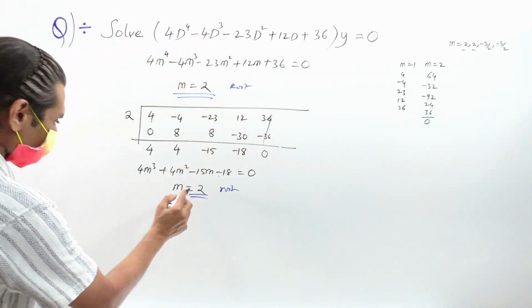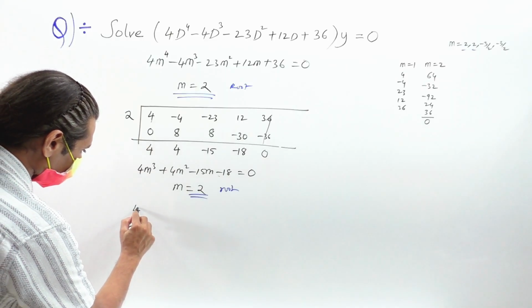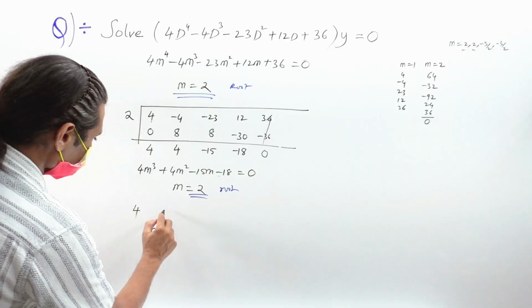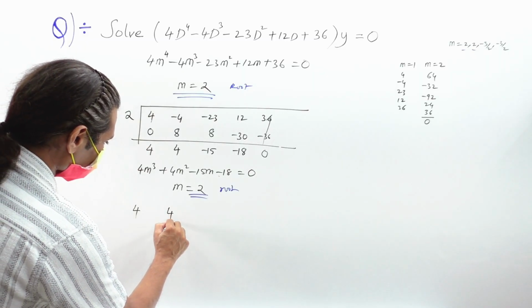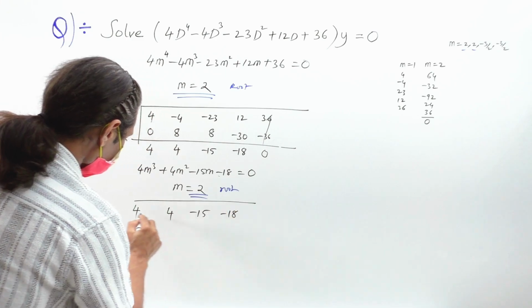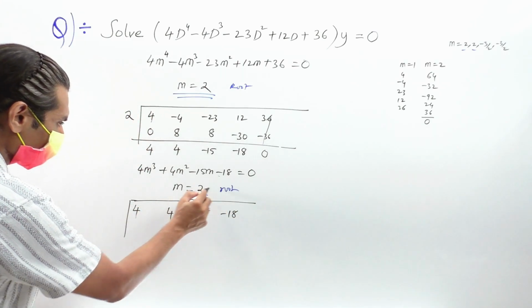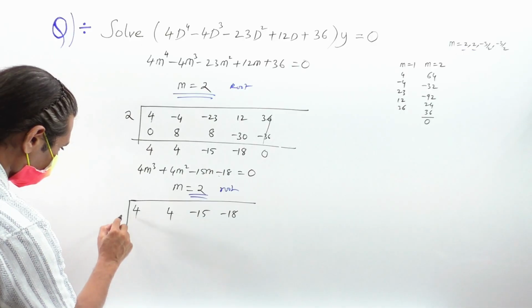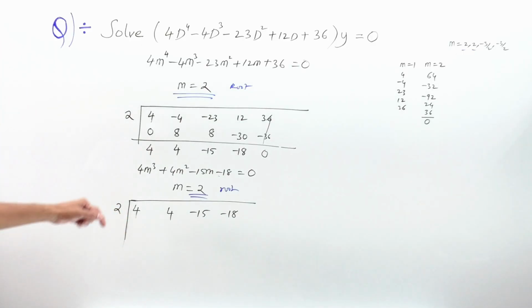Okay. So again, same, write the quotient here for m cube, m square minus 15 m and 18. So we have 4, then minus 15 and minus 18. Whole thing. What's the key here? The root which you find is 2. Right. Again, the same steps.